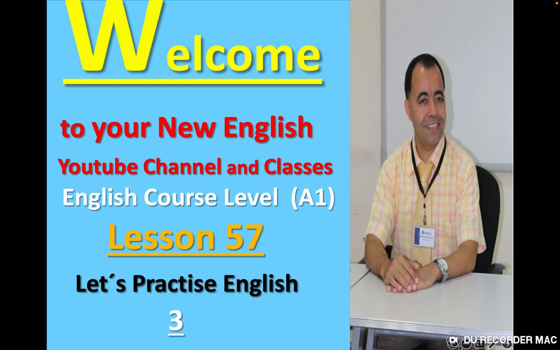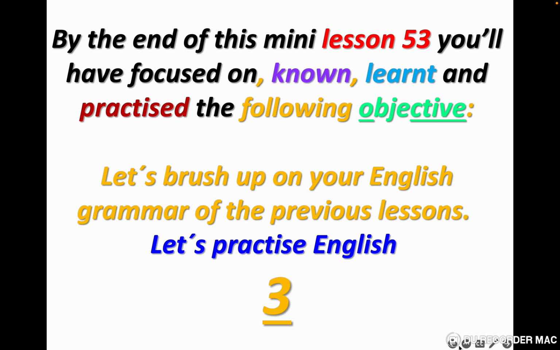English course level 1 A1, lesson 57. In today's lesson, we are going to practice English. Let's practice English number 3. Let's see. By the end of this mini lesson, 57, not 53, so correct the number, 7, not 3. You will have focused on, learned, and practiced the following objective.